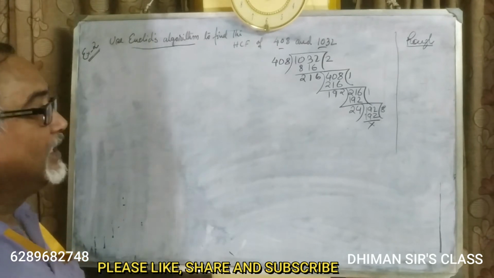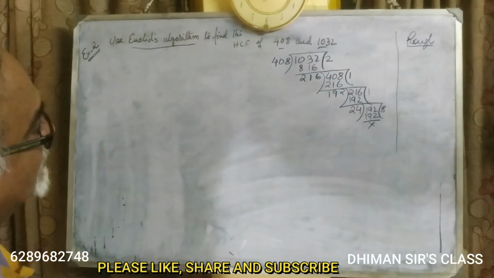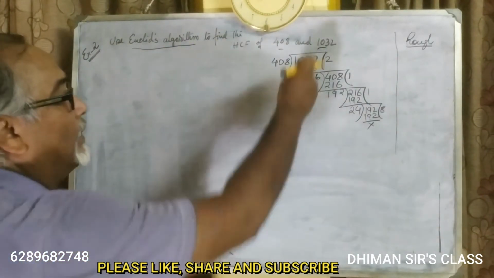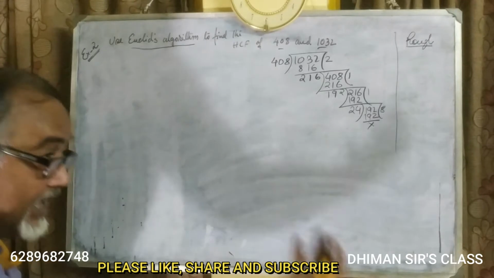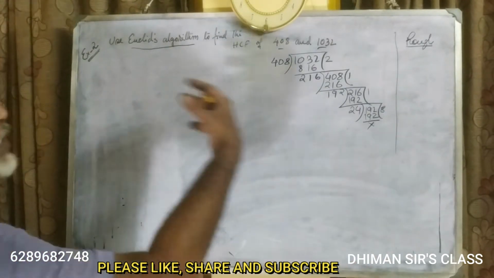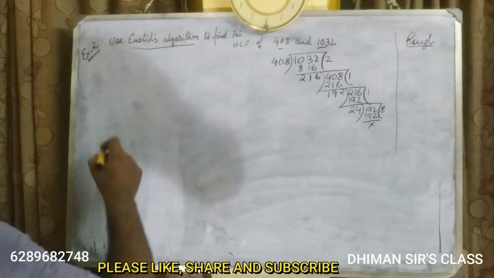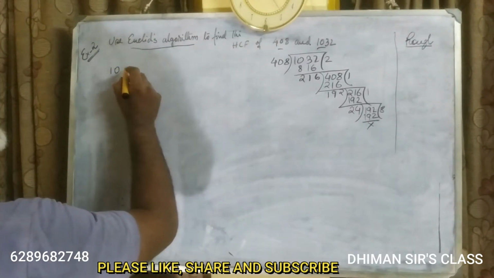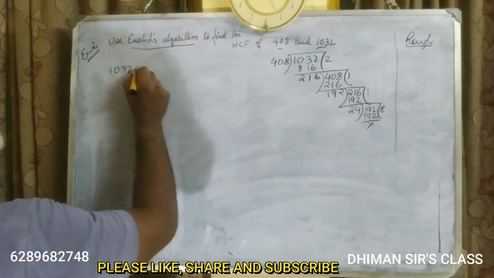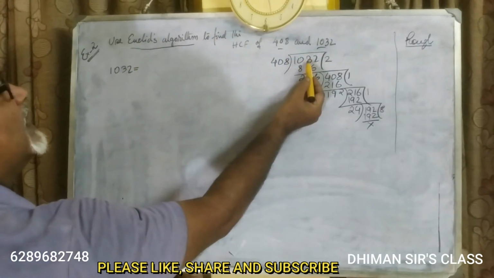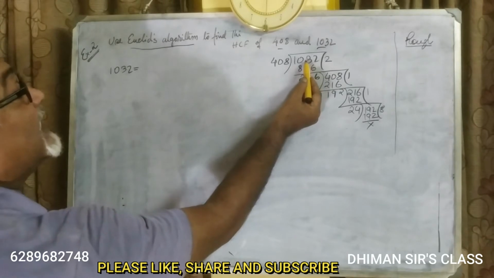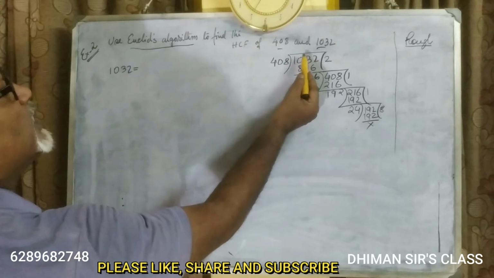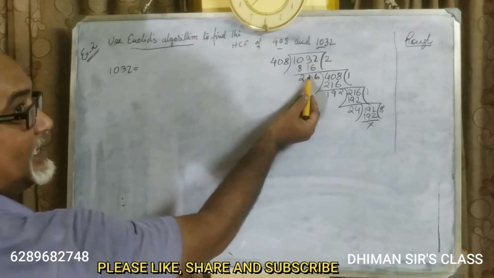Clear, students? Now, sir, so what's the use? Where is Euclid's algorithm? Why have we done this? To bring you from known to unknown. See, now what we are going to do here: 1032 is equal to, what do we know? We know that dividend is equal to divisor into quotient plus remainder, isn't it?